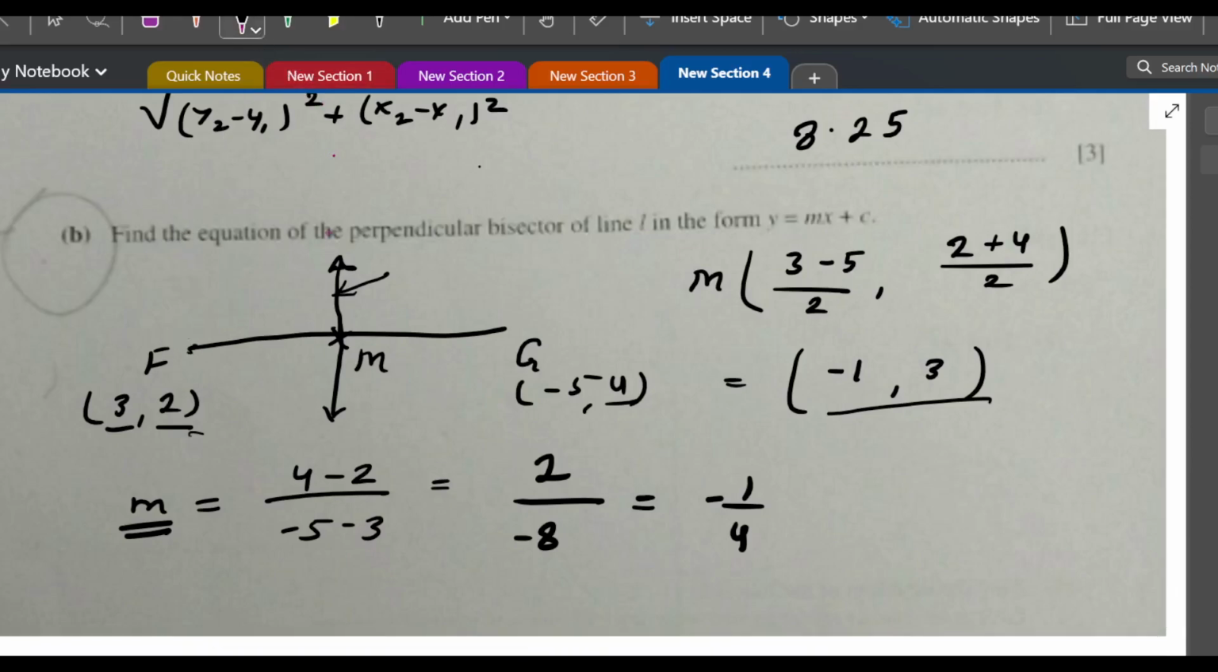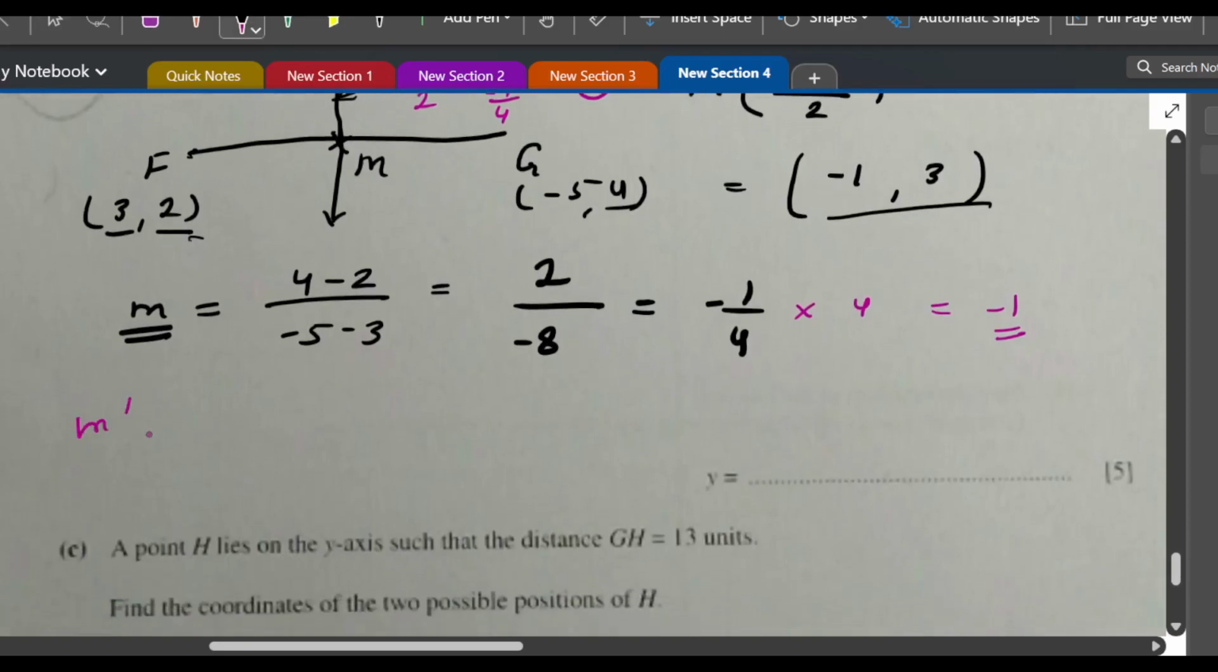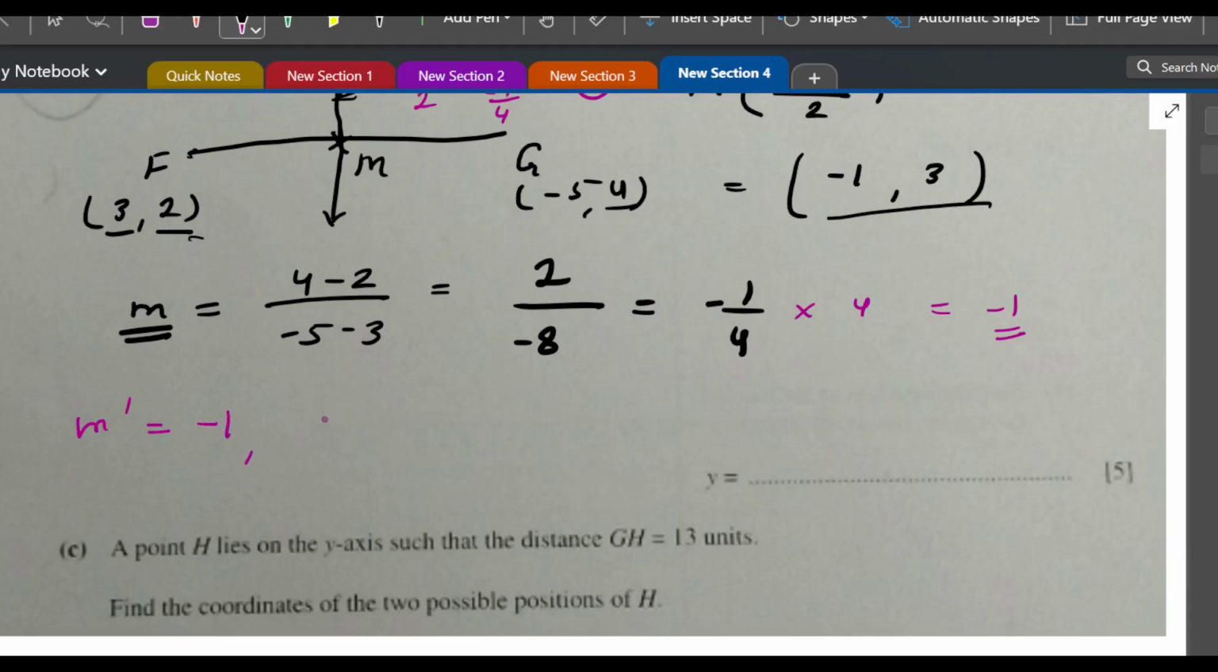M1 into M2 is minus 1. So I can say that this M2, or M dash, is minus 1 divided by whatever slope I got here, which is minus 1 by 4. So this is plus 4. If I multiply this minus 1 by 4 with this 4, I get minus 1 as the product. So for the perpendicular line, now I have gradient M dash, which is 4, and I have a point on this line which is minus 1 comma 3, right?